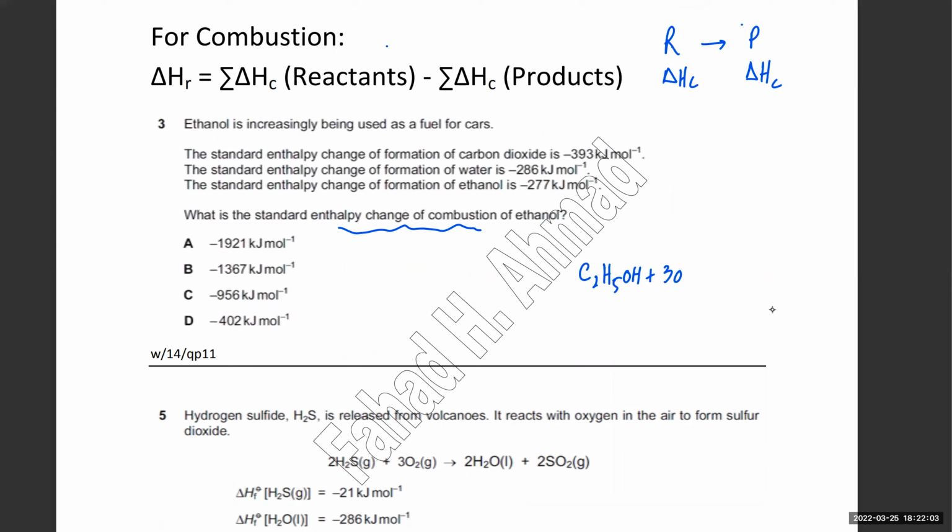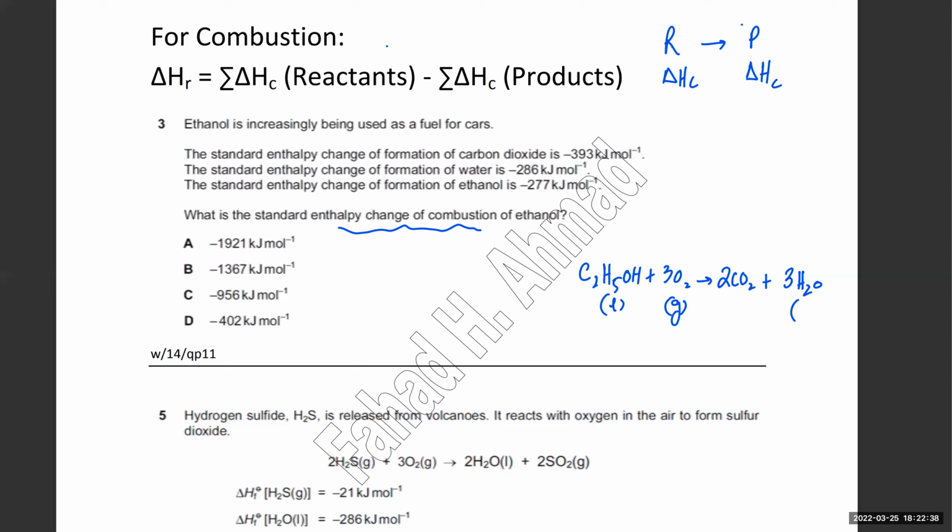So it's going to react with CO2 and it will produce, I think, two CO2s and 3 H2Os. So that's the reaction. This is going to be a liquid. This is a gas. This is a gas, and that's a liquid.